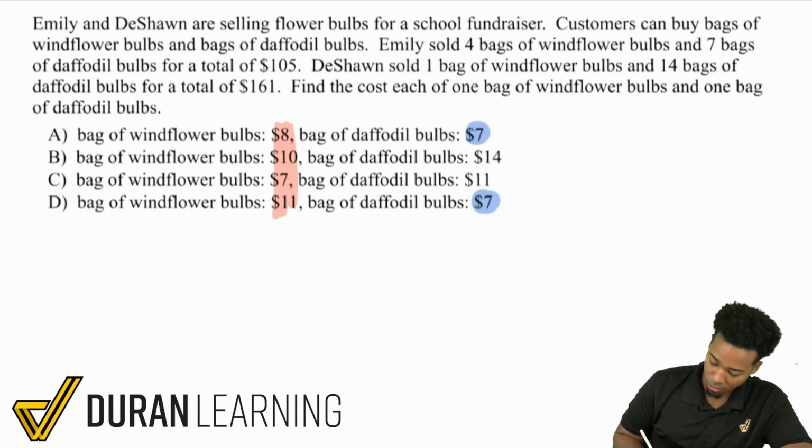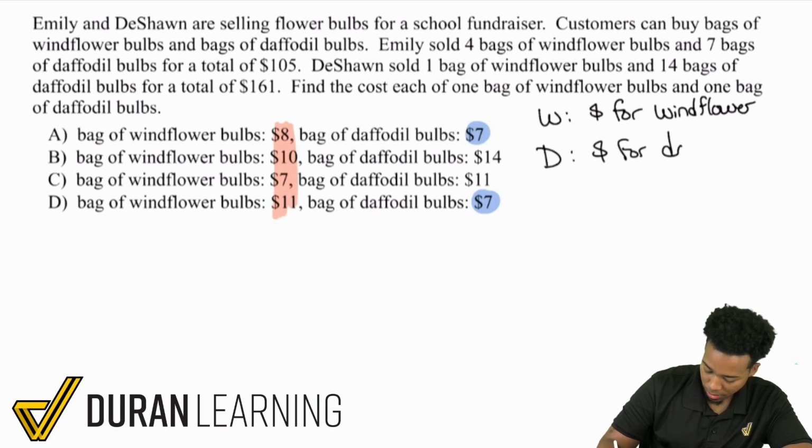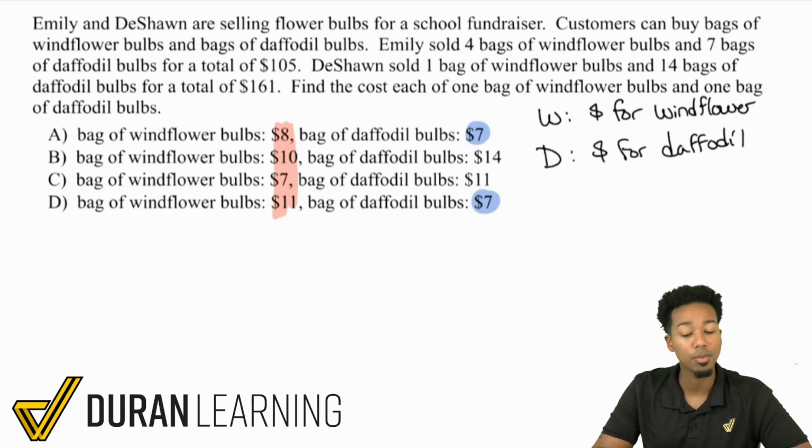So we want to know the cost of each of one bag of windflower. So I'll say W is the cost for windflower. And then we have D for daffodil, the cost for daffodil. All right, so with that said, my math party people, let's go ahead and see what information we're given.